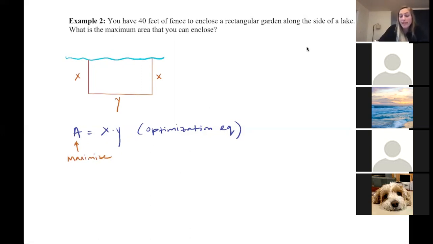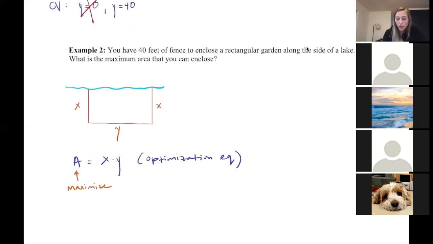So we have to use a secondary equation, right? That's how we know that we need a secondary equation: we have this equation. We're like, oh, okay, we're ready to differentiate, but we have multiple variables in this equation. So can we use a secondary equation to rewrite A in terms of a single variable? Yes.